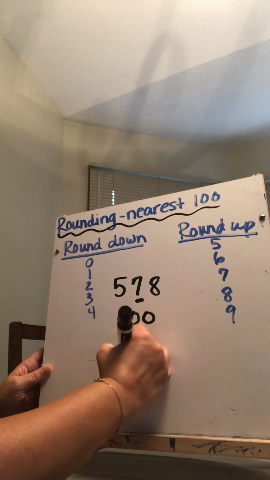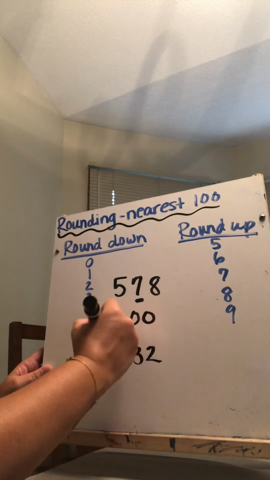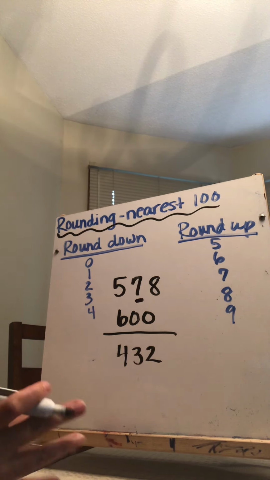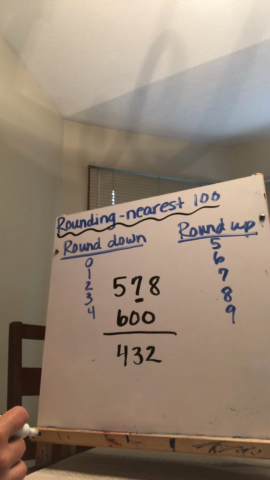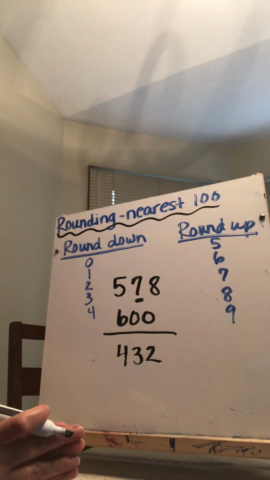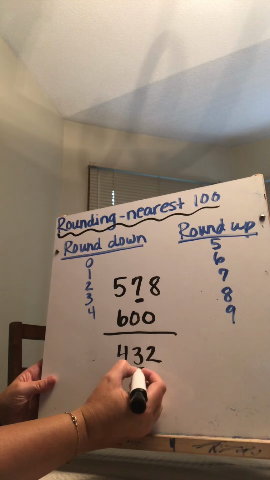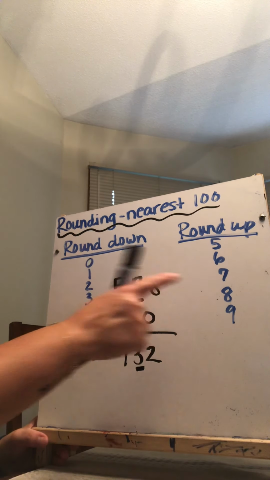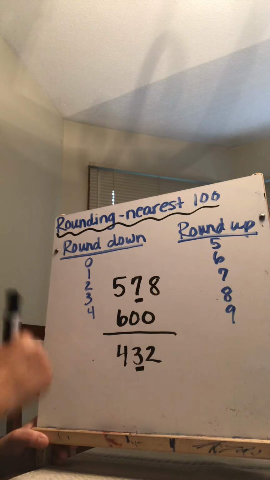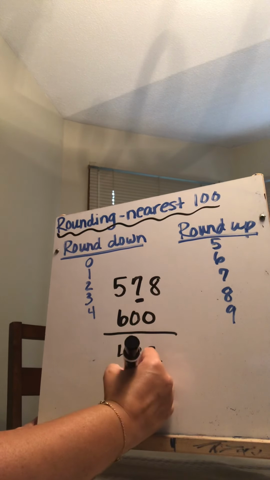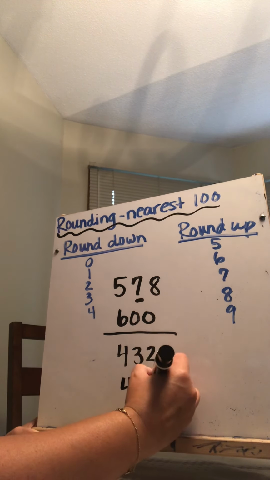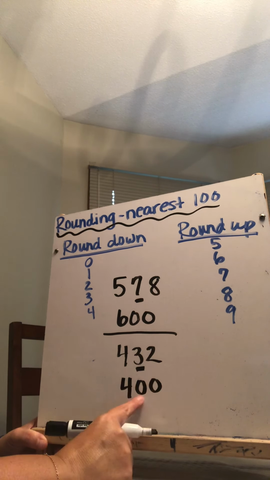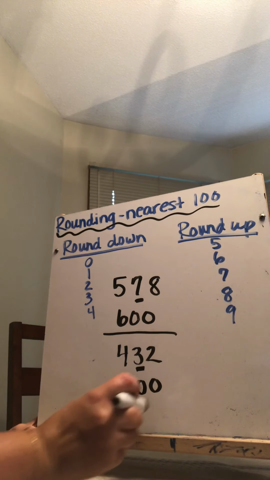If I have the number 432, again, I want to think between what two hundreds does 432 go? It goes between 400 and 500. Again, I want to look at my tens place. My tens place is a 3. I can look at my charts and I find 3 on the round down. So 432 rounds to 400. It rounds down. So my 100 stays the 4 and my tens and my ones become a 0.